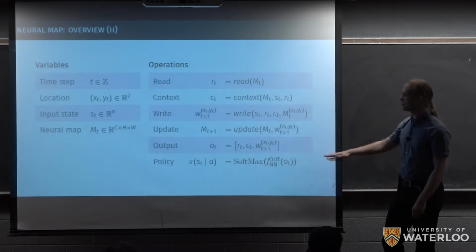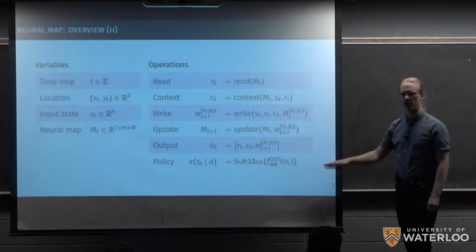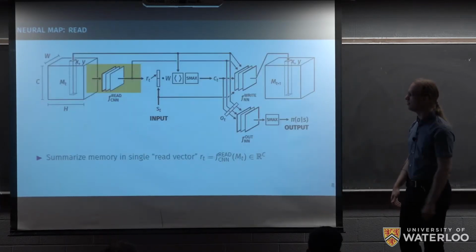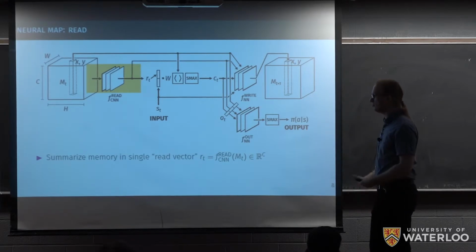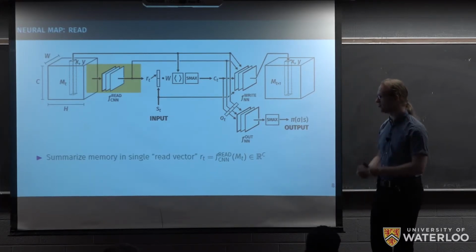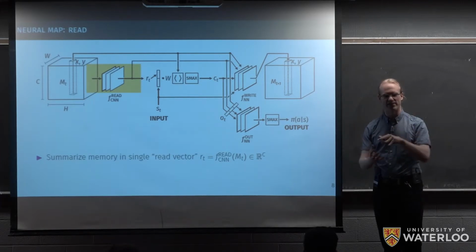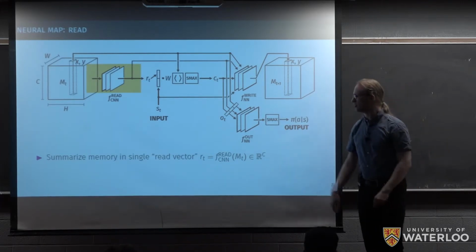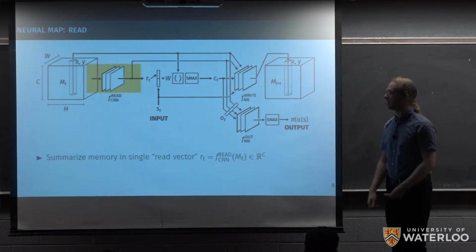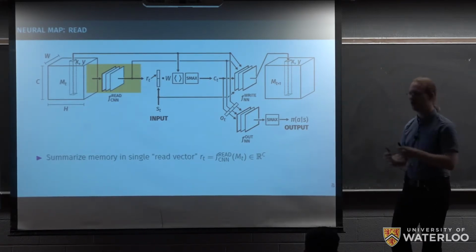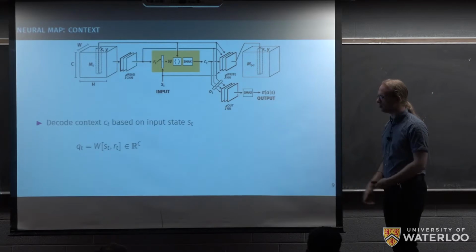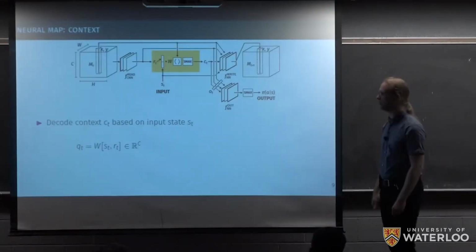All right, and this entire architecture is basically defined as a set of equations that, if you plug them all together, basically gives you the diagram that I just showed you. So let's quickly go through this. The first operation is a read operation, where the idea is that we want to summarize the content of this memory cube in a single read vector. So we compress the entire memory cube to a single vector of dimensionality capital C, and we're doing this by training a convolutional neural network that's trying to extract important information from that memory cube.